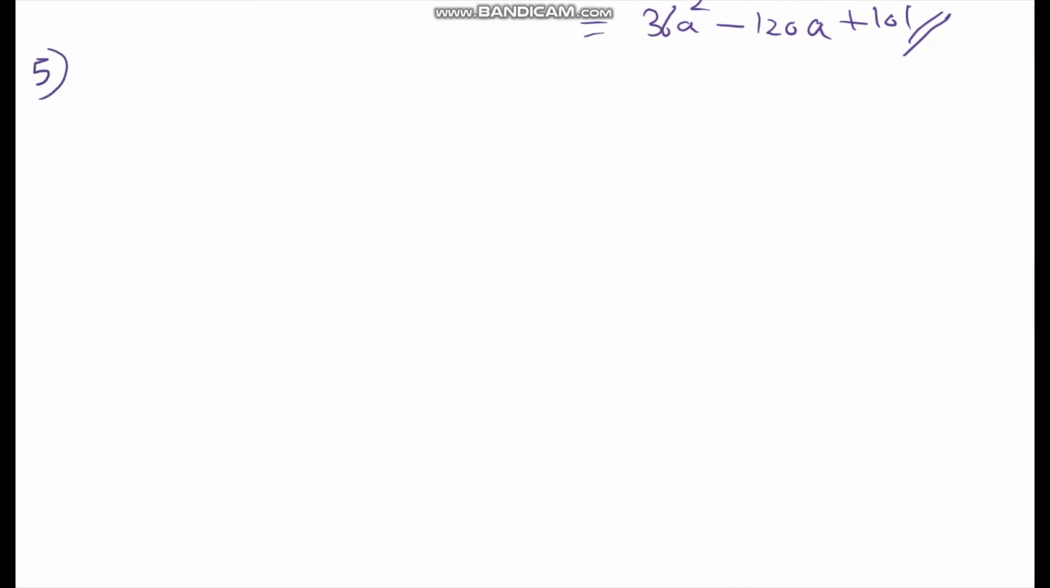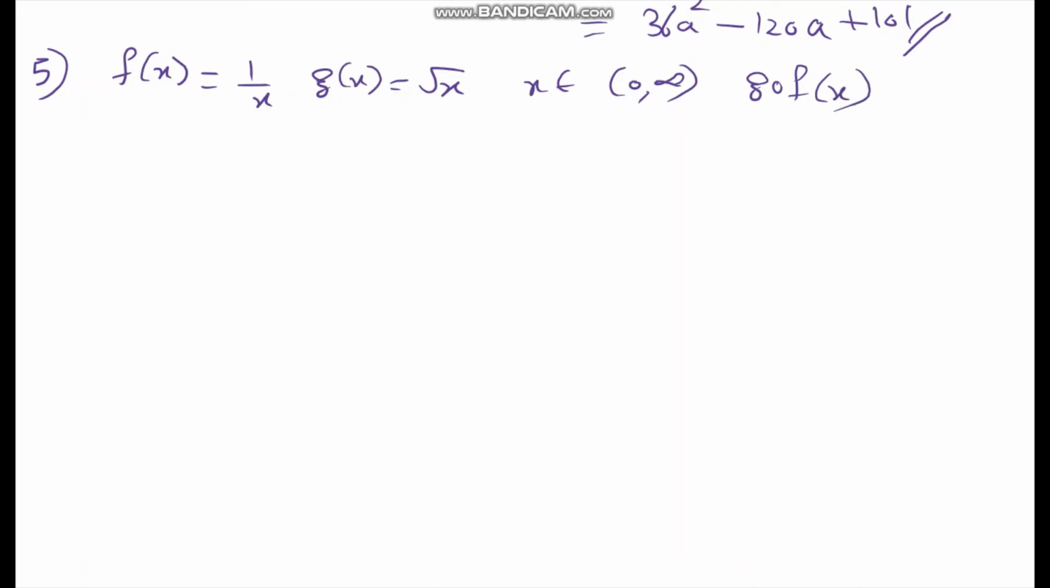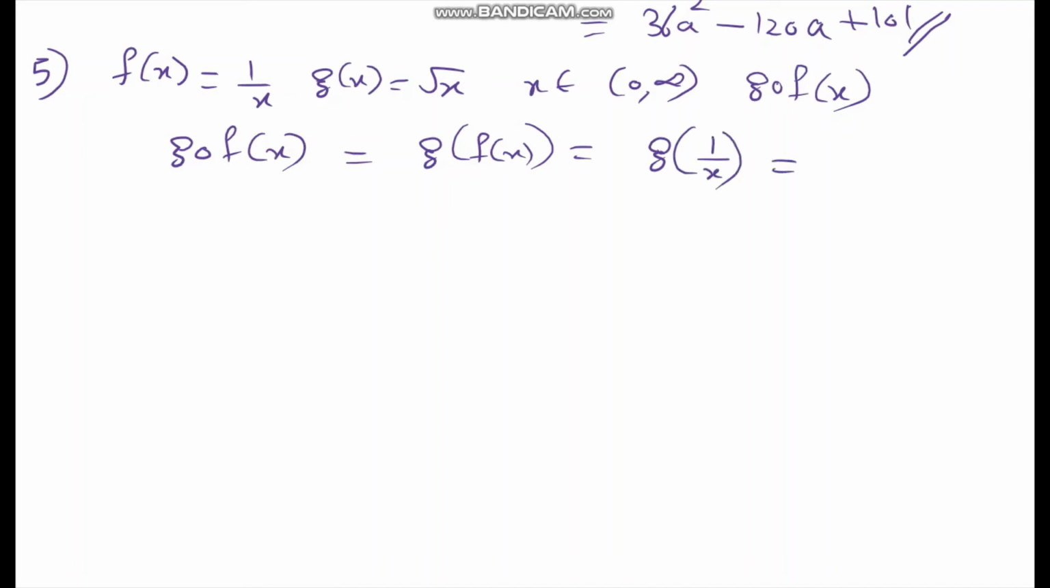Next, fifth question. If f of x equals 1 by x and g of x equals root x for all x belonging to 0 to infinity, find gof of x. gof of x will be equal to g of f of x, where f of x is 1 by x, and g of 1 by x equals square root of 1 by x, that equals 1 by root x.